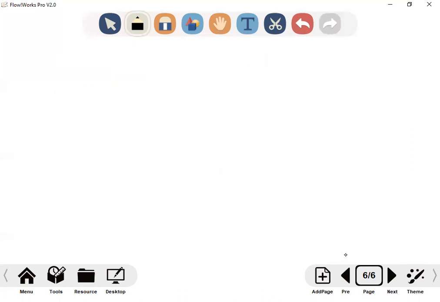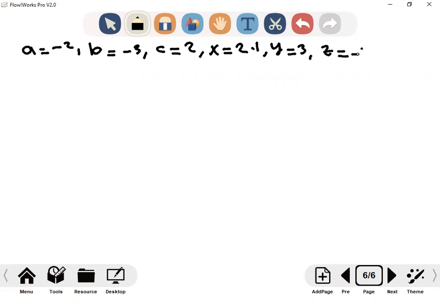23, another part, right? So we have a is negative 2, b is negative 3, c is 2, x is 2.1, y is 3, and z is negative 4.2. Question 23, we have absolute value, prepare your calculator. Absolute value of 2x plus z, all plus 2y.